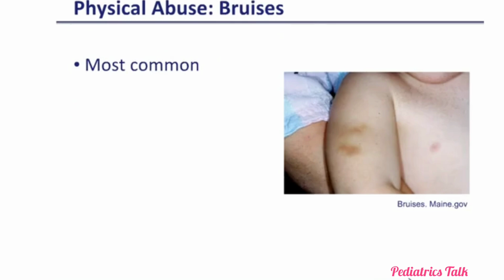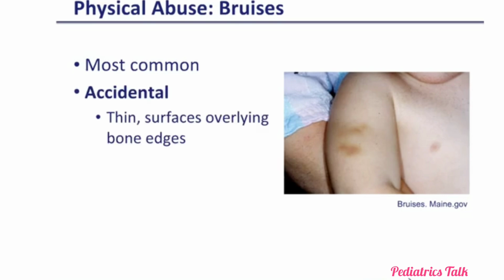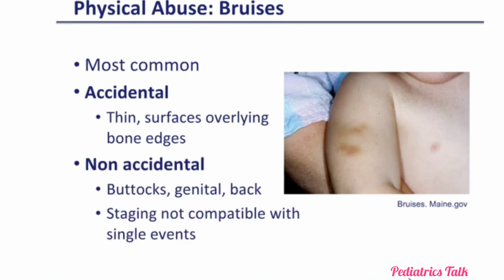The most common manifestation of physical abuse are skin lesions, particularly bruises. Accidental bruising and accidental scrapes and scratches on children are typically thin and overlie bone edges, particularly extensor surfaces. Non-accidental bruises and skin lesions occur in other places, such as the buttocks, the genital area, the neck, the back, over the liver.